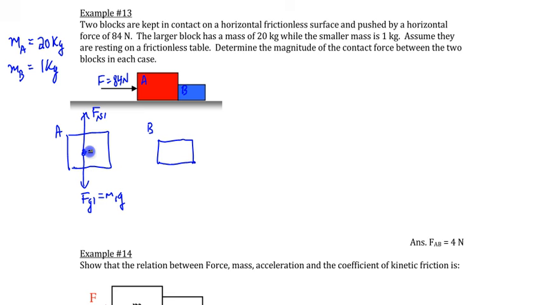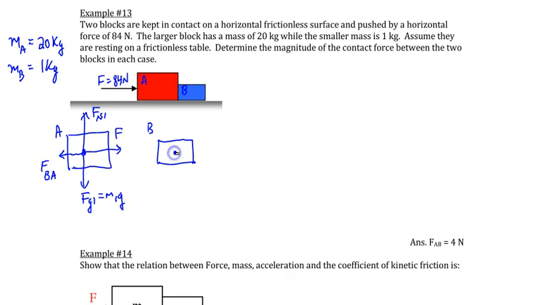We have that pushing force, F, pushing it to the right, and there is a force pushing it back. A lot of people tend to forget that, but it's touching B and B is pushing it back. So that would be to the left. That's the force of B onto A, so I'm just going to label that as force BA.